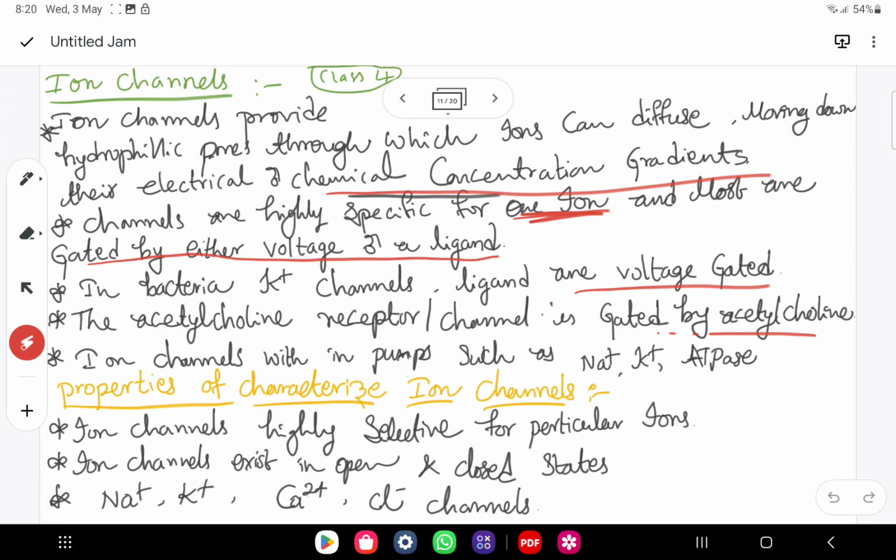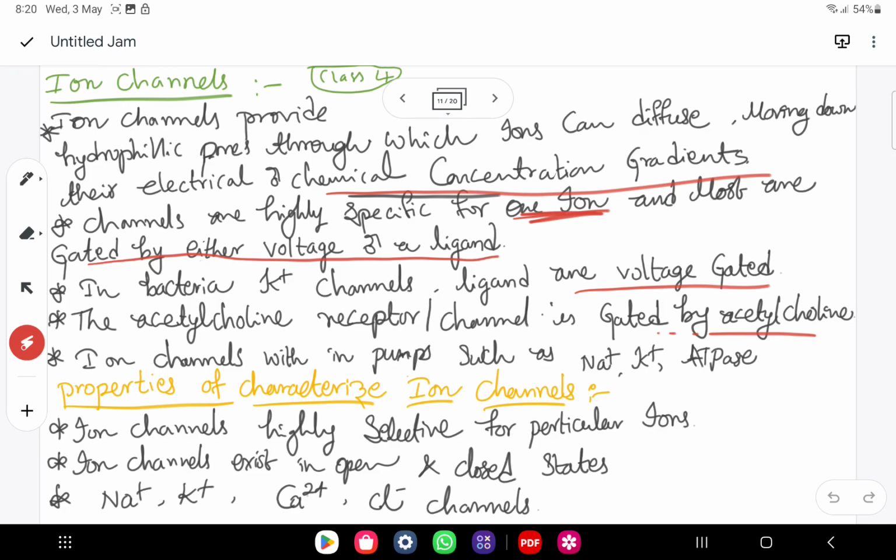Open state channels undergo spontaneous inactivation by a conformational change. The transitions which we can see between open and closed states are highly regulated.